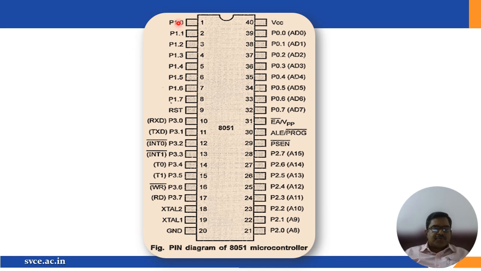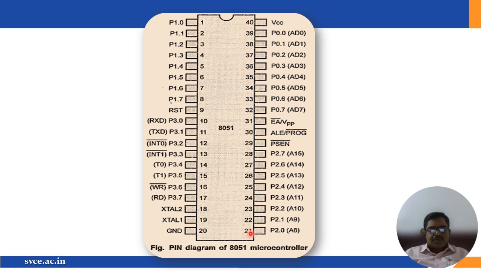So here, this is port 1. Port 1 consists of 8 pins, P1.0, P1.1 up to P1.7. So these are the 8 pins. And here, this is the reset pin, and you have RXD and TXD, the receiver data and transmitter data for transfer of data, INT0 and INT1 interrupts, and we have T0 and T1. We have write bar and read bar. We have XTAL1 and XTAL2, and this is port 3. So port 3 consists of these pins.